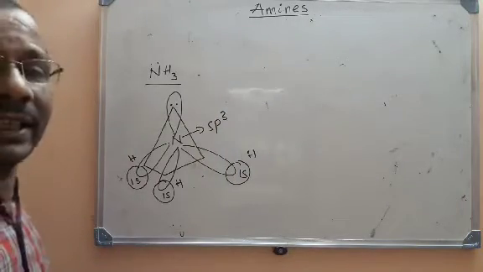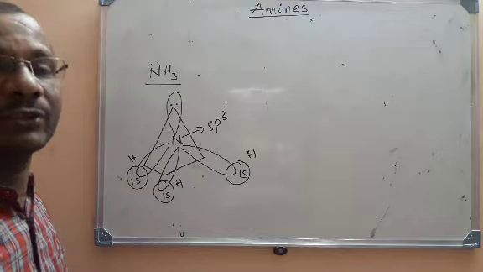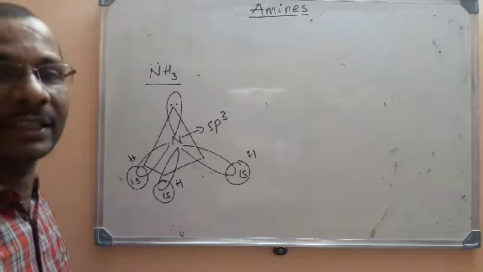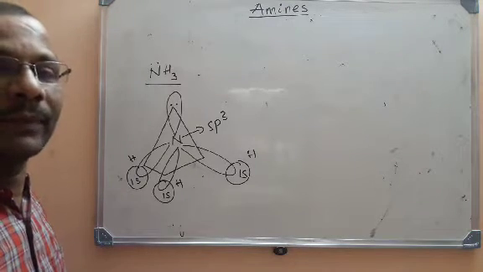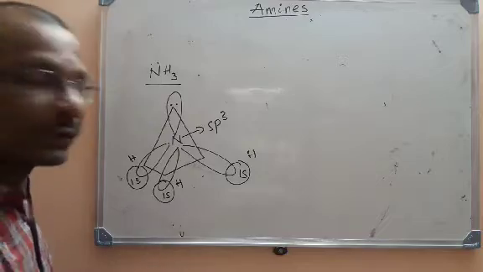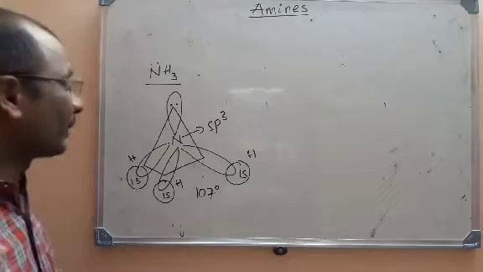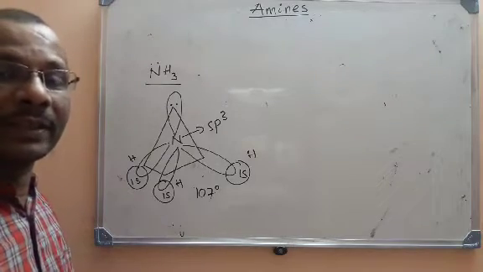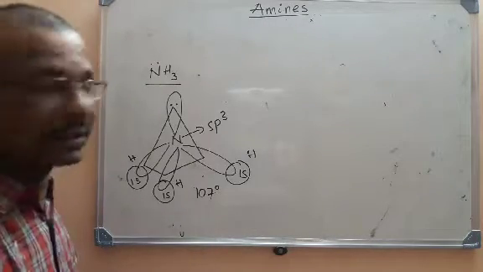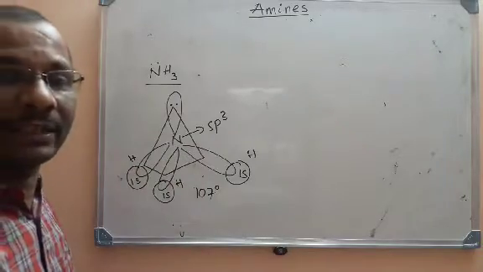And you know the bond angle is expected 109 degrees 28 minutes, that is 109 degrees 28 minutes, but here that is reduced to 107 degrees. You know the reason? Due to the repulsions between the lone pair of electrons and bond pair electrons. Now this is all about ammonia, which already we have known.